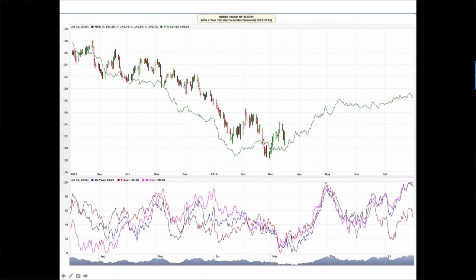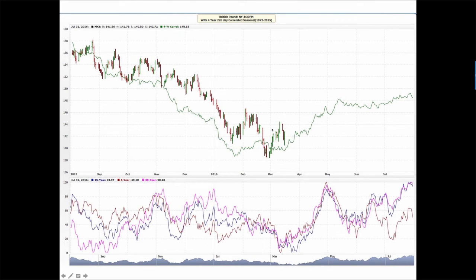So here we are in March. There's two charts here. This is what the British pound is doing. Down here is seasonality. So as you can see, we have a strong seasonality here in March and April. So I'd be looking for at least a move up to the end of April in the British pound.